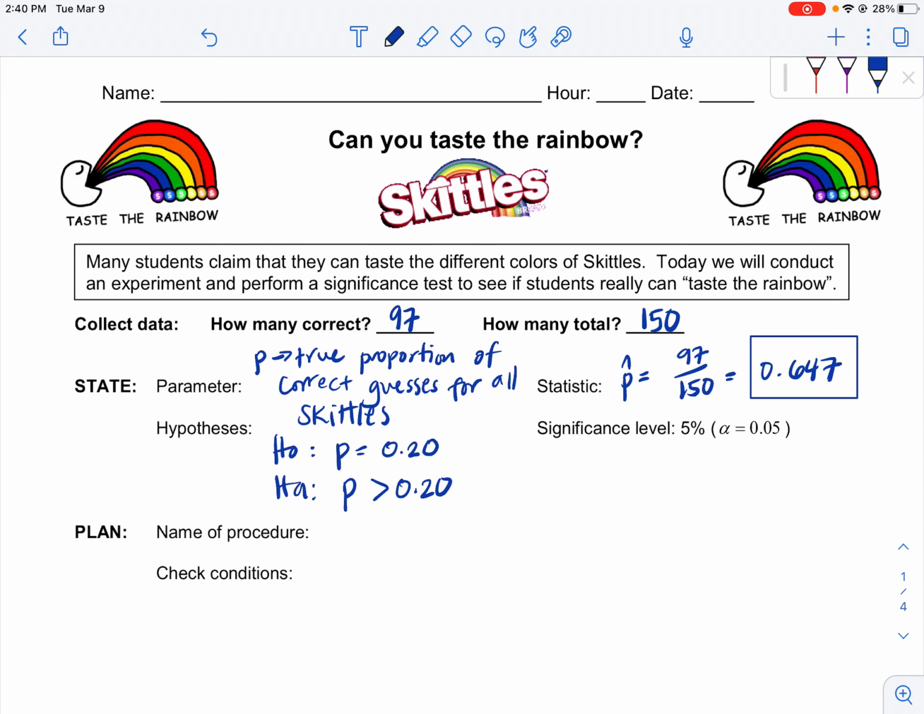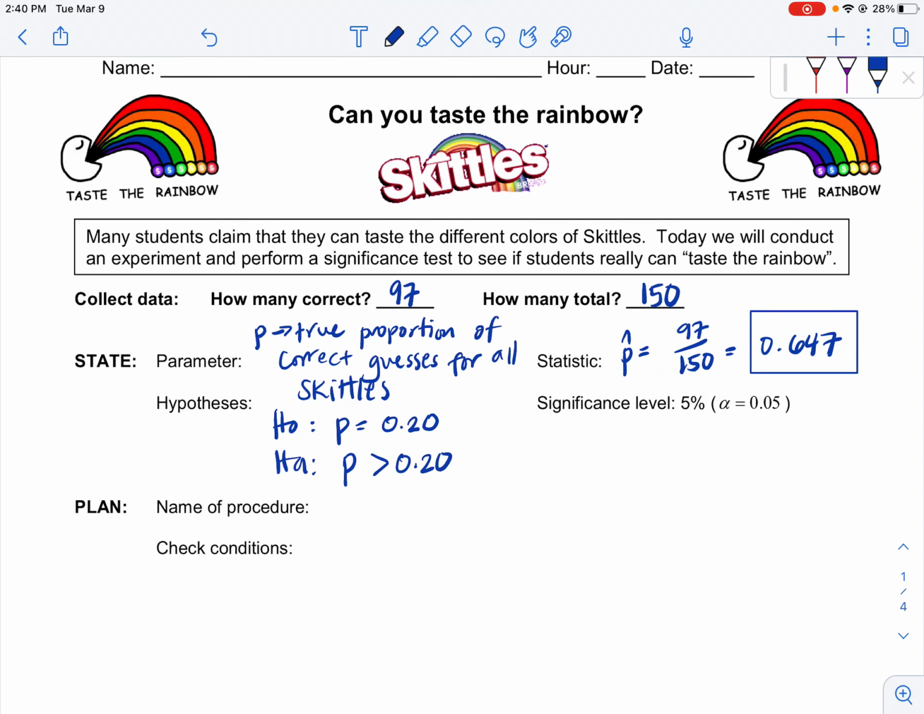And the name of the procedure, this is another one that is new. It's called one sample z-test for p, because we only have one sample. Please take note that when we did chapter 8, the confidence interval, the name was one sample z interval. But this one is a one sample z-test because we are trying to test if this group of students can really taste the rainbow.